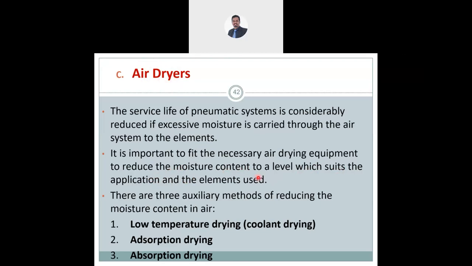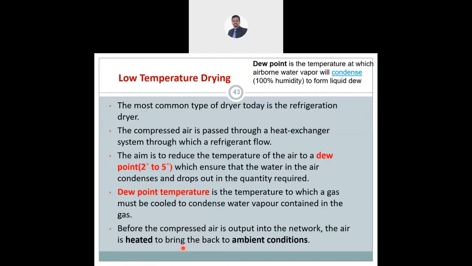Air dryers. So air dryers ada tiga jenis. So low temperature drying or coolant drying, so adsorption drying and absorption. So benda tak sama eh, walaupun nama dia lebih kurang macam sama. Yang ni AD, yang ni AB. So there are the differences. Yeah, we will see what's the difference. So kita tengok dulu low temperature drying.